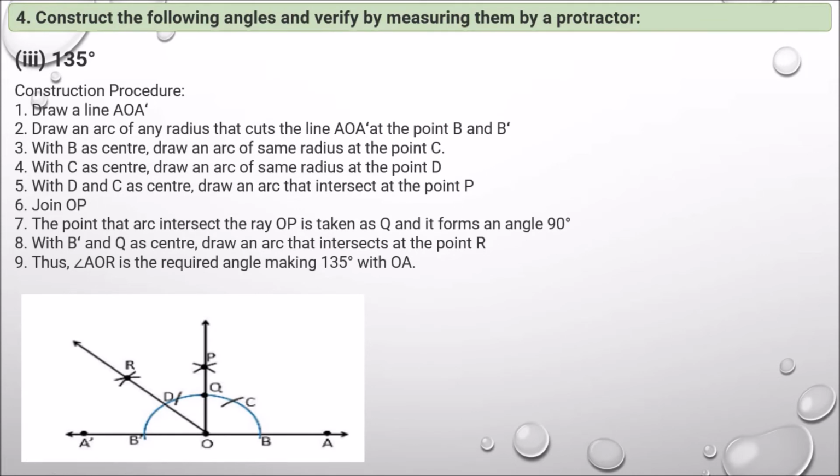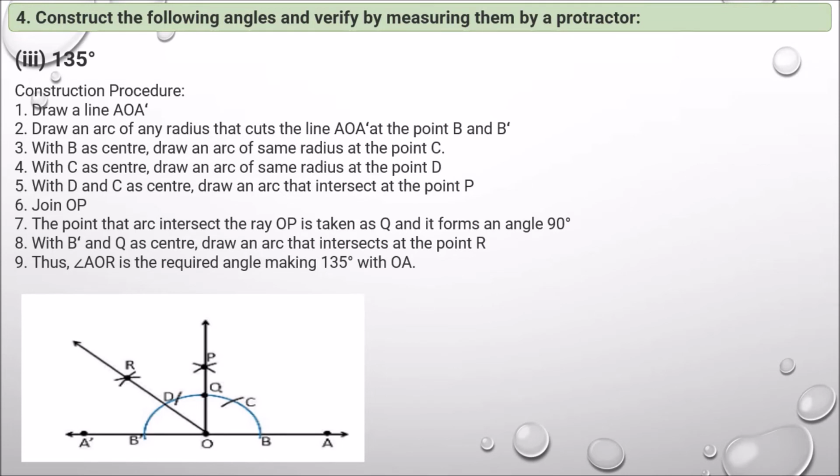Next we have to draw 135 degree. So first we will draw a line AOA dash. Draw an arc of any radius that cuts the line AOA dash at the points B and B dash. With B as the center, draw an arc of the same radius at the point C. With C as the center, draw an arc of the same radius at point D. With D and C as the center, draw arcs that intersect at point P.